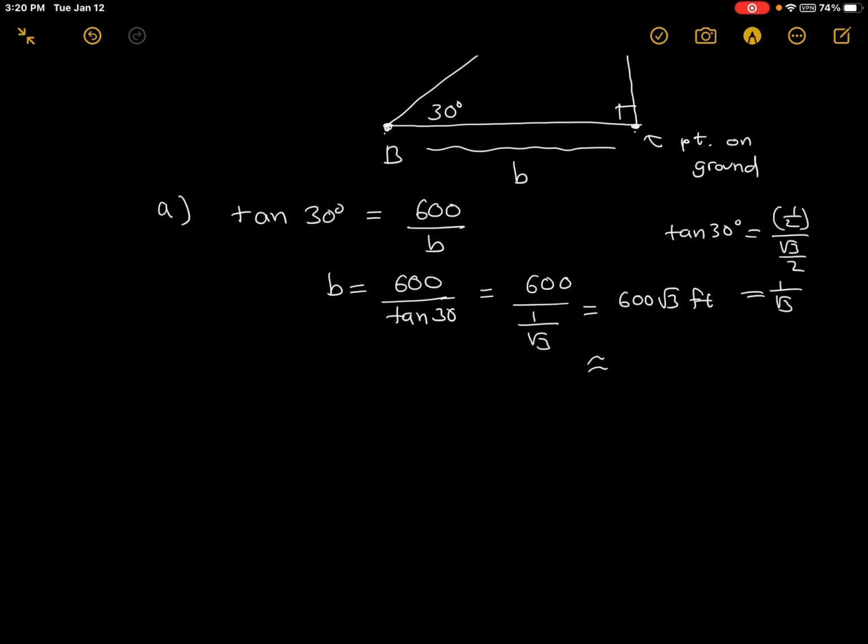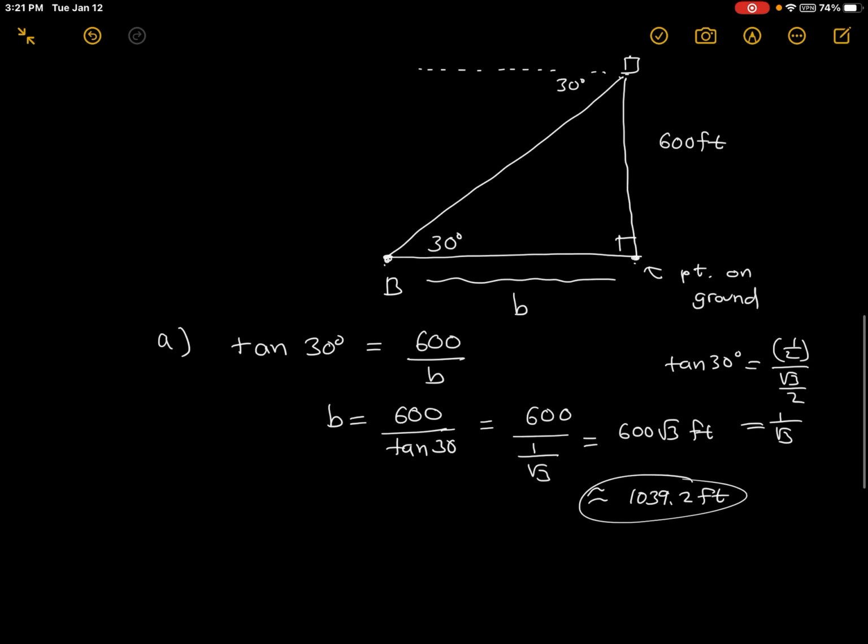But let's just get the approximate value. 600 over tan 30 is about 1039.2 feet. So let's just give the approximate value.